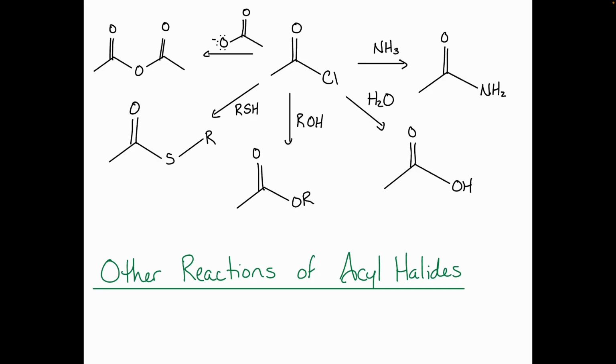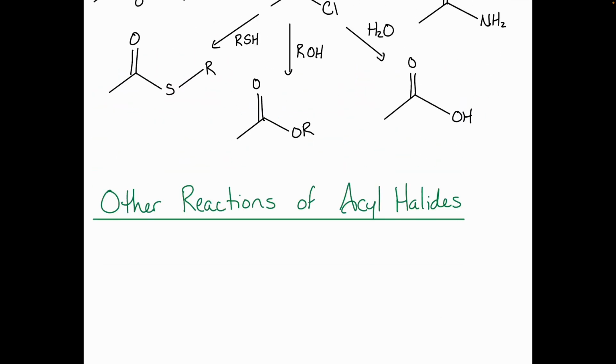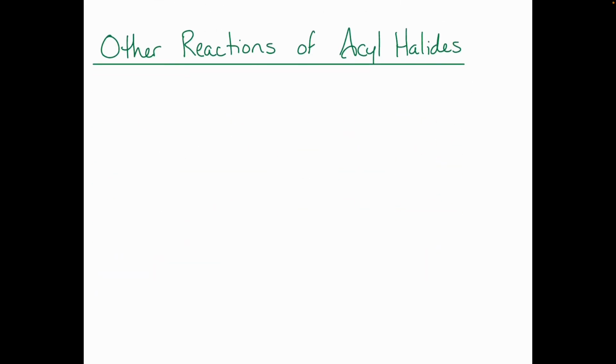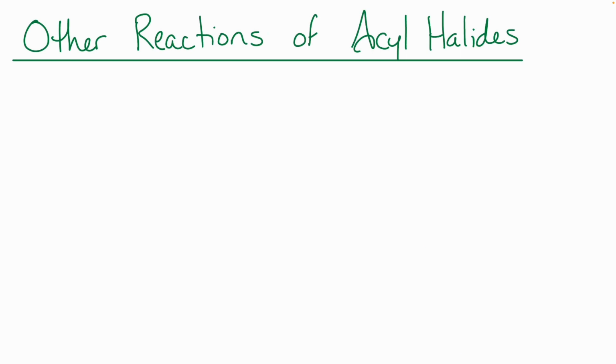Okay. So these are going to be reactions where we're starting with one of these acyl halides, but we're not converting into one of our carboxylic acid derivatives. We're just treating it with another reagent. And these are going to be pretty familiar here. All right, so our first one is going to be what happens when we take our acyl halide and we combine it with a Grignard.